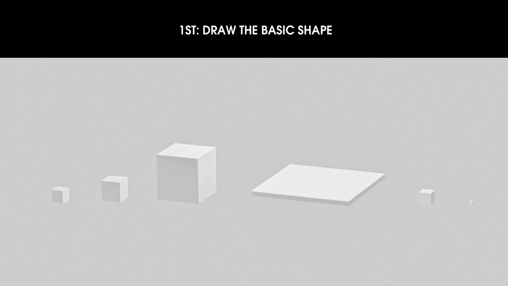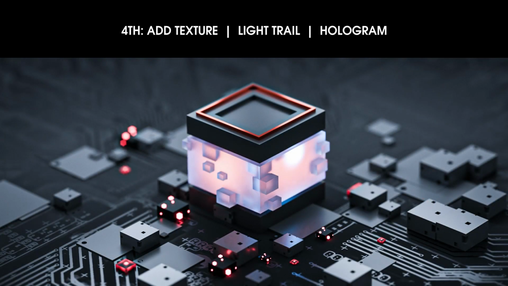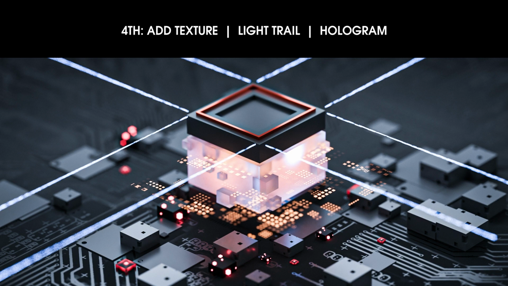First, we are going to draw the basic shape. Then we will scatter it around using geometry nodes. And after we get the composition we want, we'll start to add details and material onto the cube. And then we add in texture, light trail, and the hologram texture to finish the scene. Okay, without further ado, let's get started.